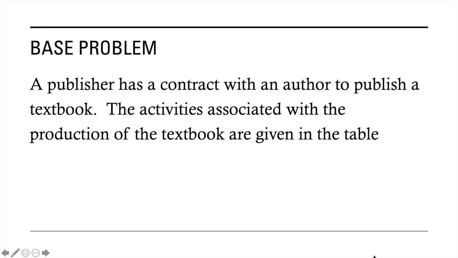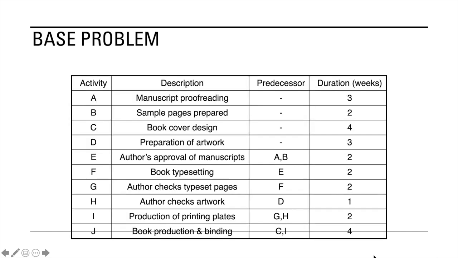Just to give you a visual example, here's the base problem that we will be using. A publisher has a contract with an author to publish a textbook. The activities associated with the production of the textbook are given in this particular table. As you can see, we do have 10 activities. Remember, the definition of a project is that a project is a set of activities. So we have 10 activities with their duration and some predecessor or prerequisite.